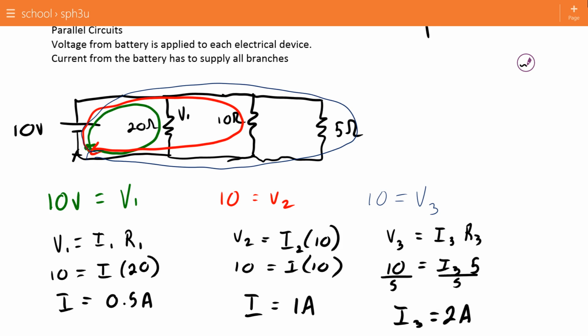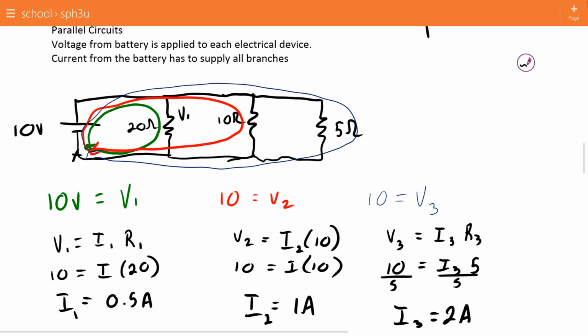Now what you see here is that each one of these paths has a totally different current. They have different currents because they have different resistance values. It's almost like you have 3 separate circuits hooked up to the same battery.